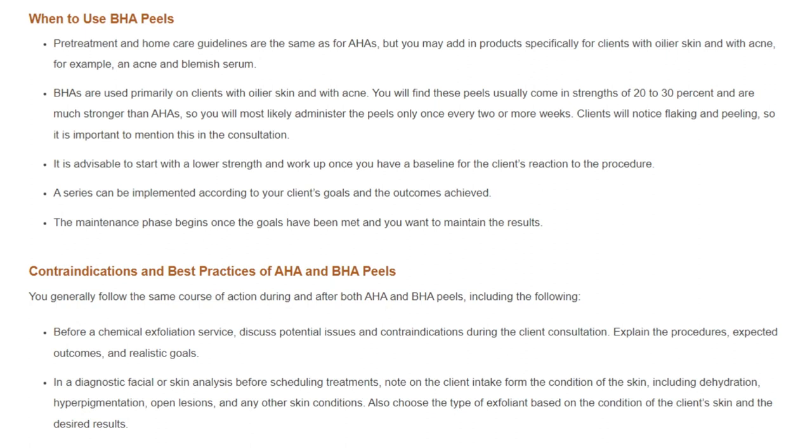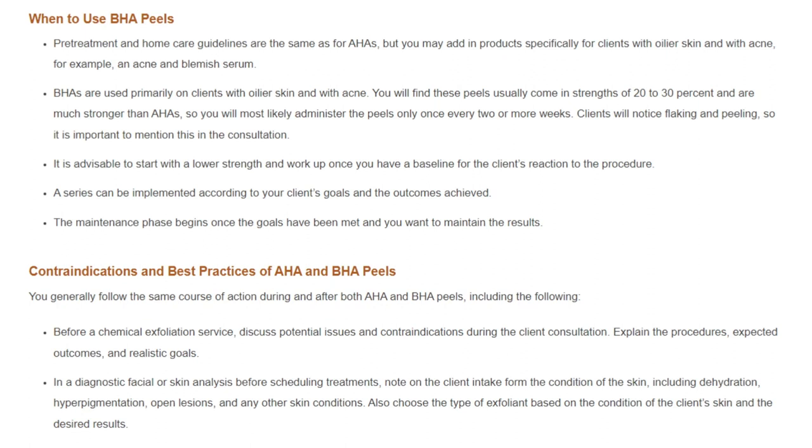Contraindications and best practices of AHA and BHA peels. You generally follow the same course of action during and after both AHA and BHA peels, including the following. Before a chemical exfoliation service, discuss potential issues and contraindications during the client consultation. Explain the procedures, expected outcomes, and realistic goals.